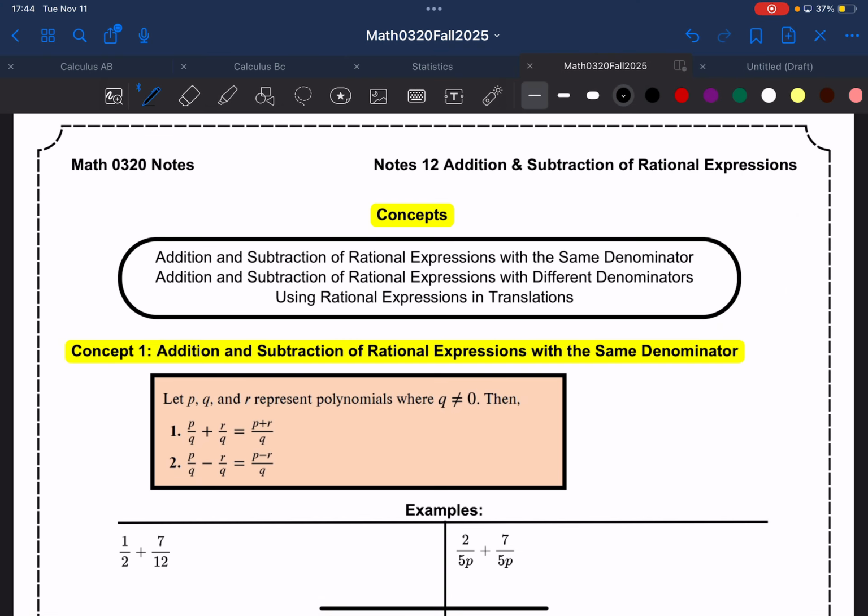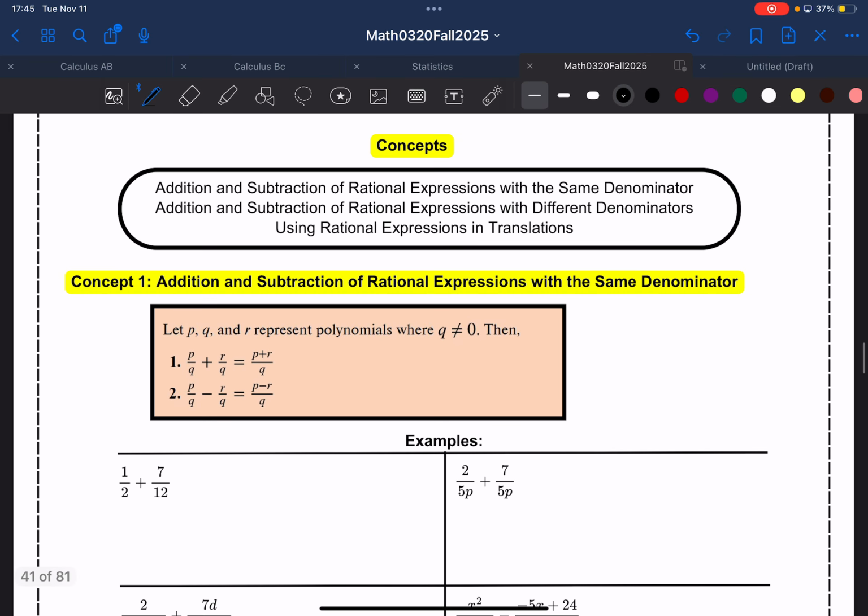Okay, so notes 12 is going to be adding and subtracting rational expressions. So remember in the last notes we did multiplying and dividing. Now we're doing adding and subtracting. So anytime you see rational expressions, I do want you to think fractions, right? So when we multiply or divide fractions, that was the same way as us multiplying or dividing those rational expressions.